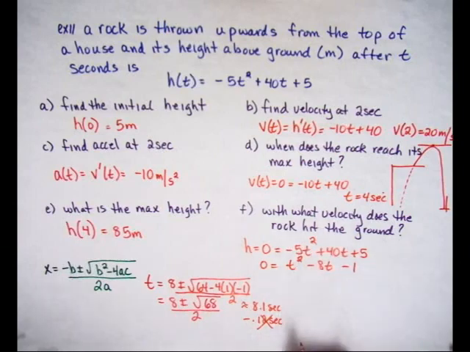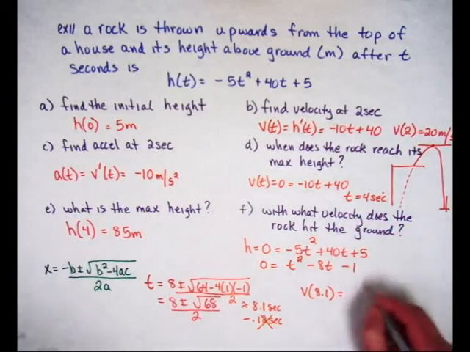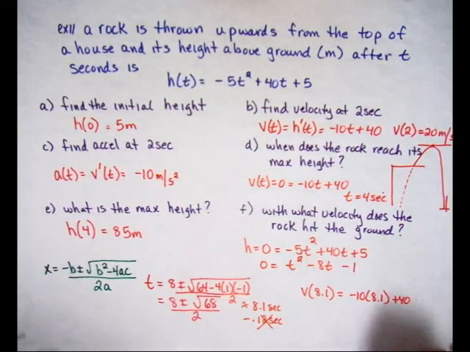So the question was, with what velocity does the rock hit the ground? So we're going to plug the 8.1 seconds into our velocity function. So velocity at 8.1 equals -10 times 8.1 plus 40, or -39 meters per second. So that wraps up our study of velocity and acceleration, a very important part of calculus. If you go into the sciences, especially physics or engineering, we do a lot of work with calculus and derivatives because it helps us analyze motions, the motions of particles.